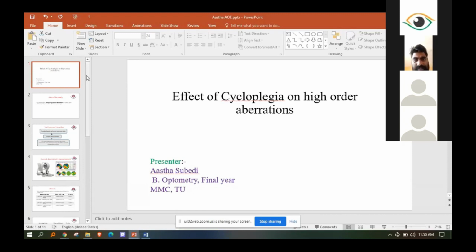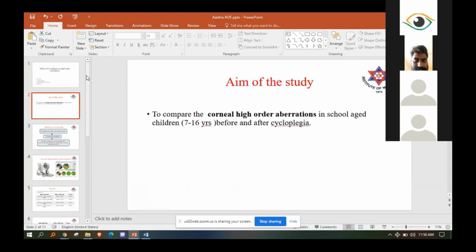The topic of my project is the effect of cycloplegia on high order aberrations. The aim of my study is to compare the corneal high order aberrations in school age children before and after cycloplegia.